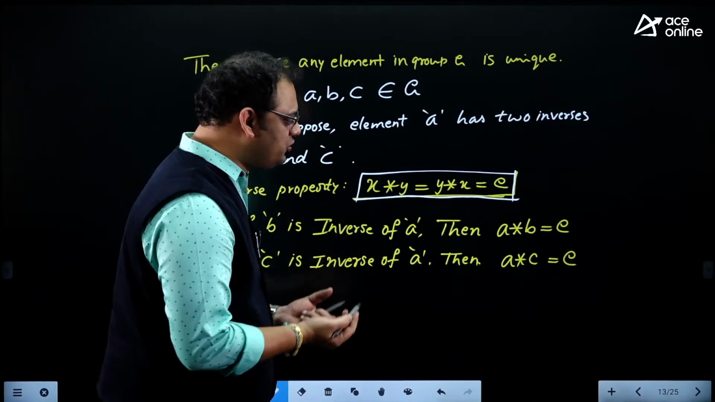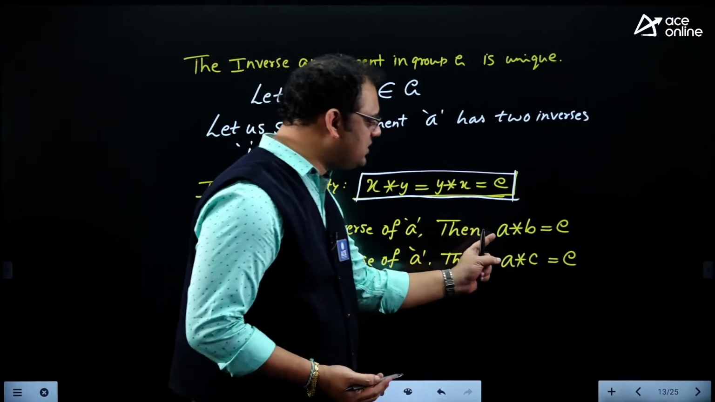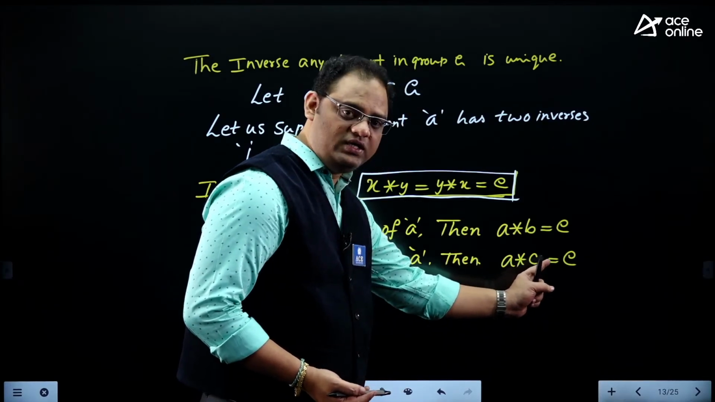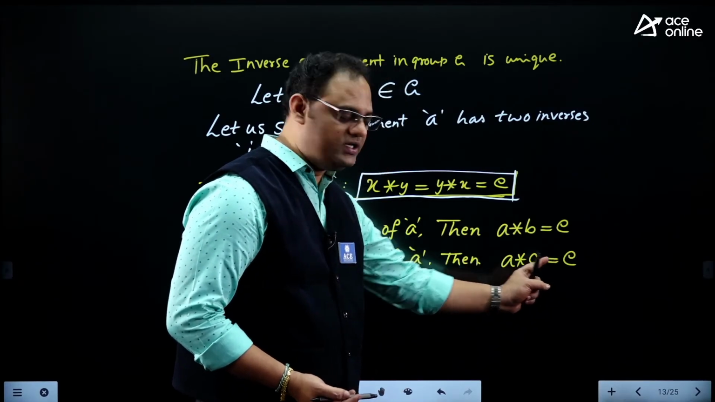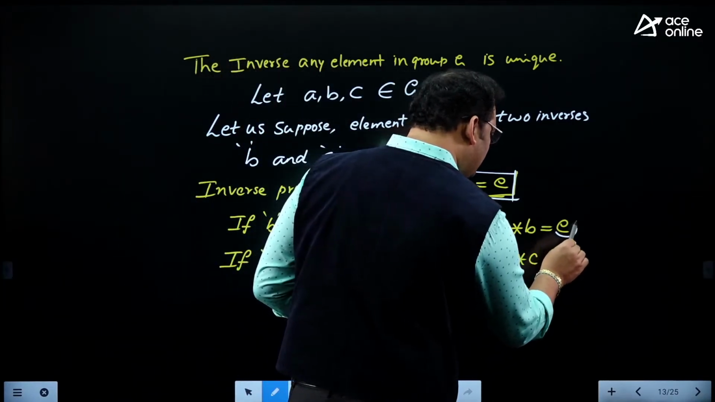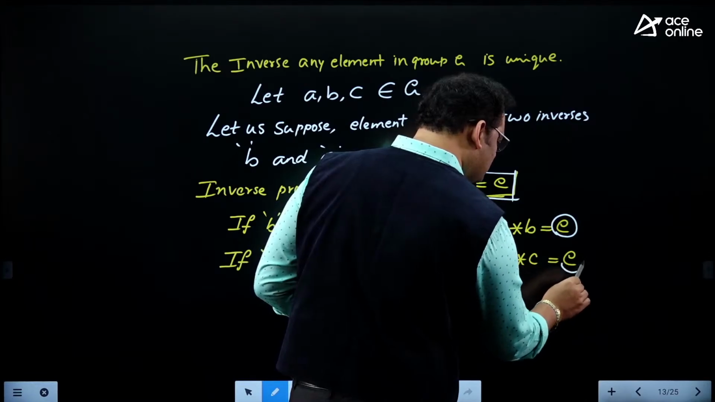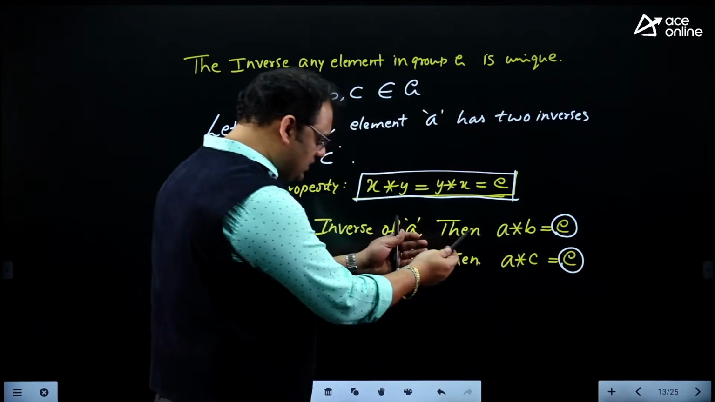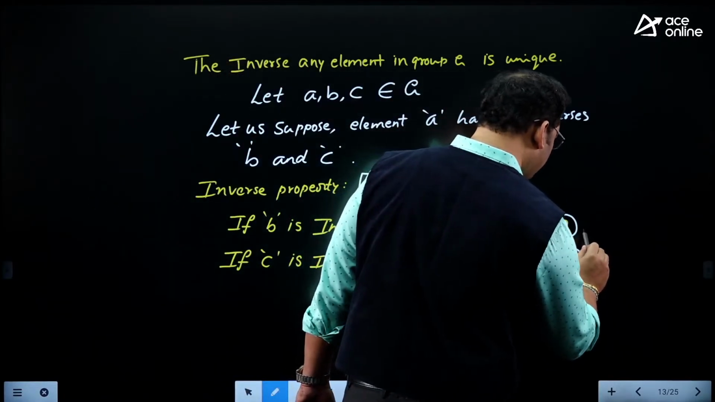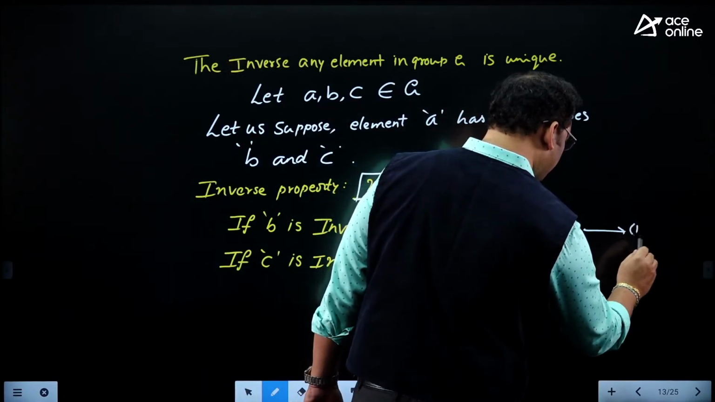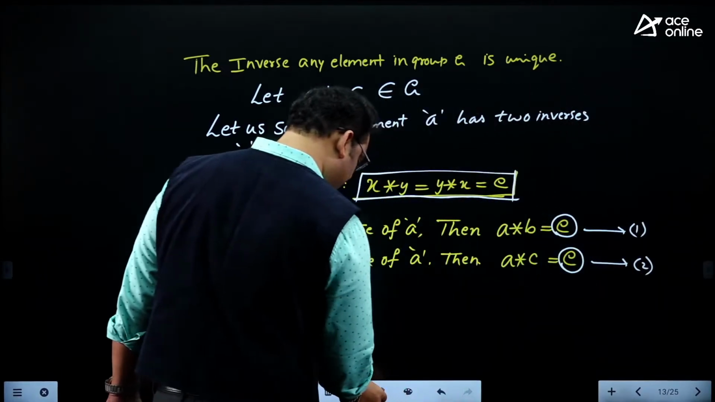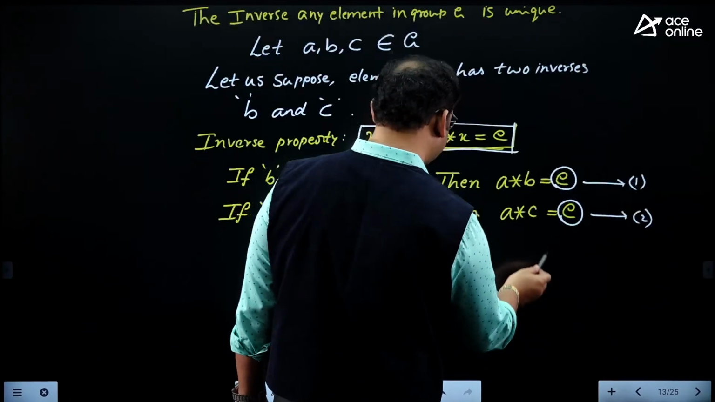Sir, we got two equations. The first equation is A star B is equal to identity, and the second equation is A star C is equal to identity. In both equations the right side is the same, identity, which means that the left side must be the same. I can label them as 1 and 2.